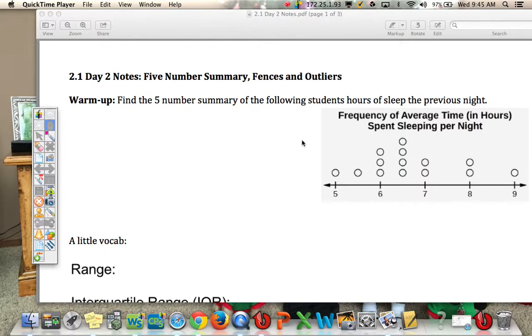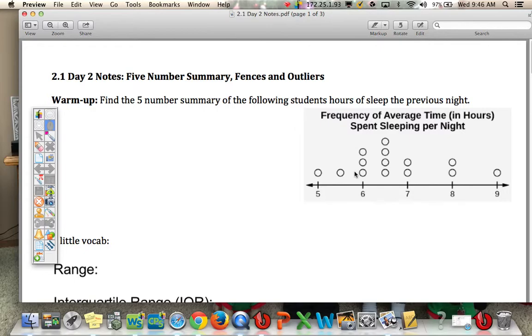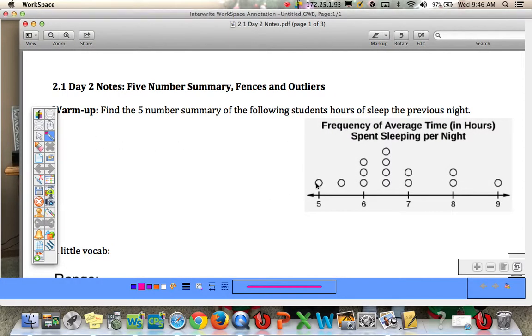Let's do a quick review of finding a 5-number summary. So for the warm-up, find the 5-number summary of the following students' hours of sleep the previous night. You may want to make a list if that helps, or you can just read off the graph right here. I'm going to make a list. It's easier for me to see.